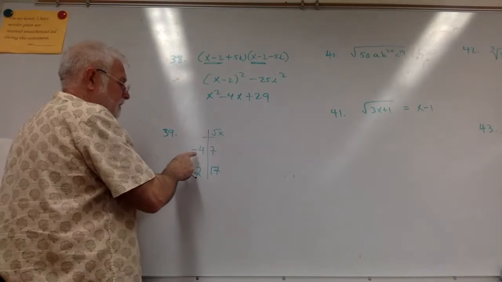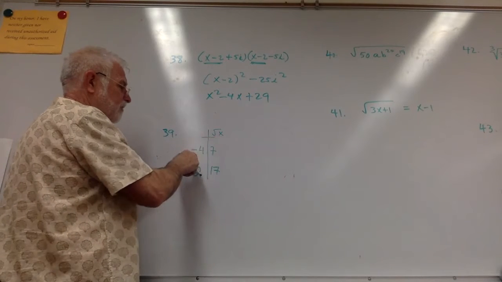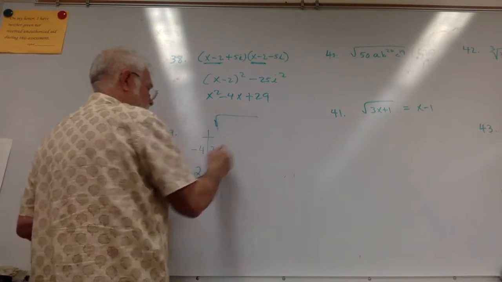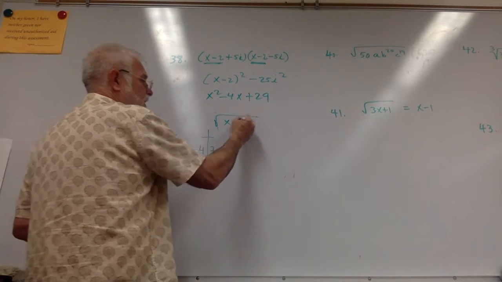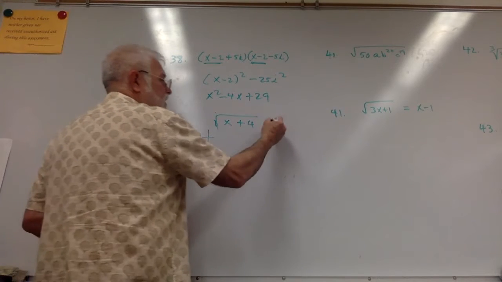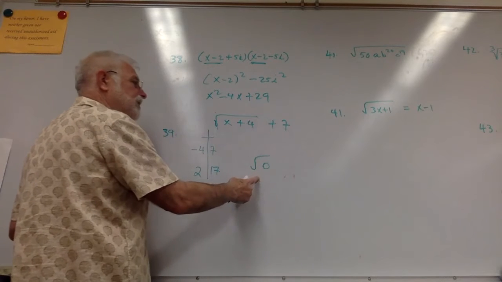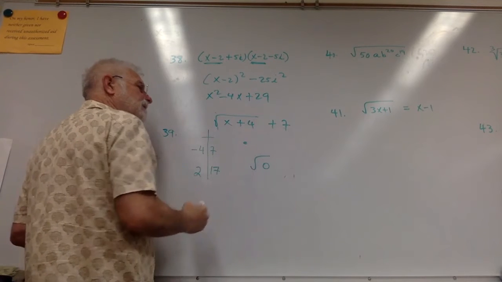Square root of x. But I'm not measuring from 0. I'm measuring from negative 4. So therefore, let me make this bigger. Measuring from negative 4 gives me an x plus 4. And I want 7, right? And the square root of 0 is the smallest square root you can have. So I just got myself a starting point.